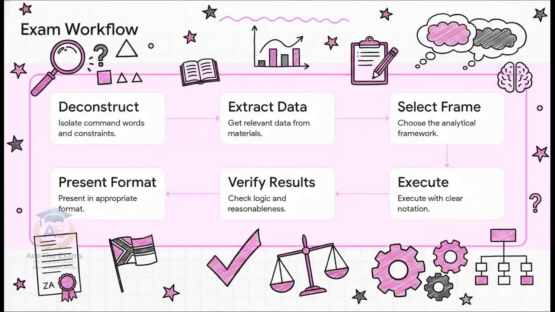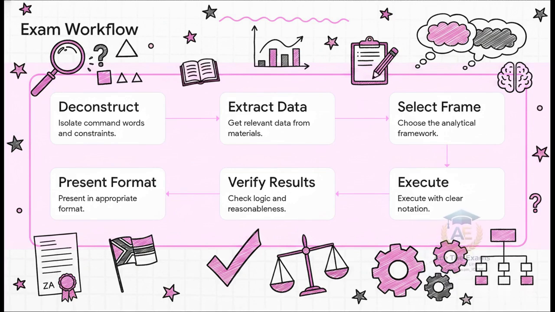When we synthesize all of those objectives, we get a completely standardized 6-step sequence for processing literally any past paper question. Let's break this technical workflow down. Step 1, deconstruct the question. Before you even look at the text, isolate that command word and flag those hidden constraints. Step 2, extract relevant data. Now you scan the stimulus materials with laser focus, pulling only what you need.